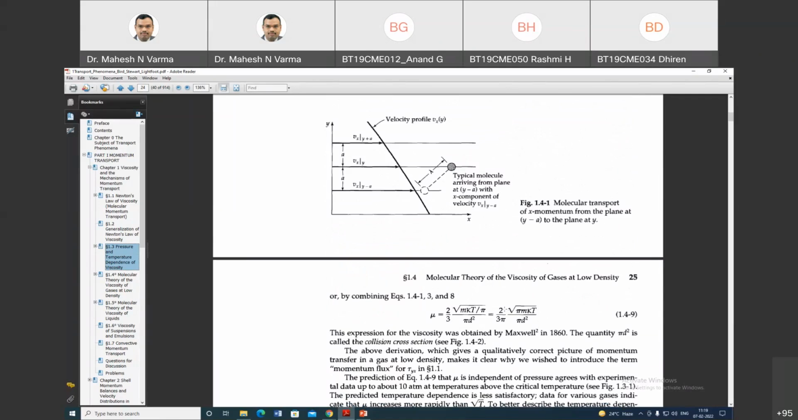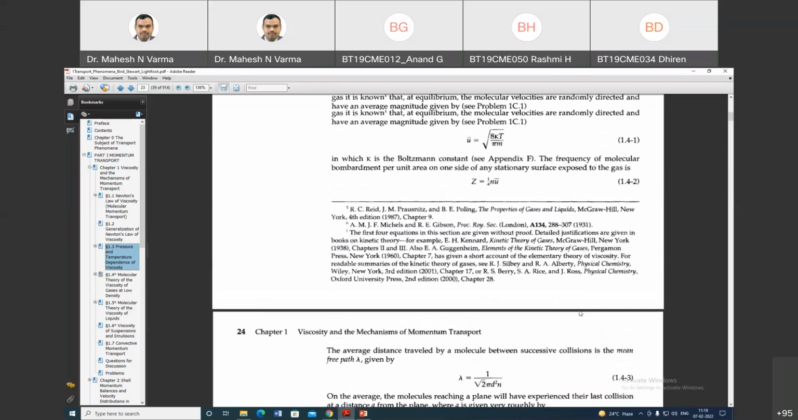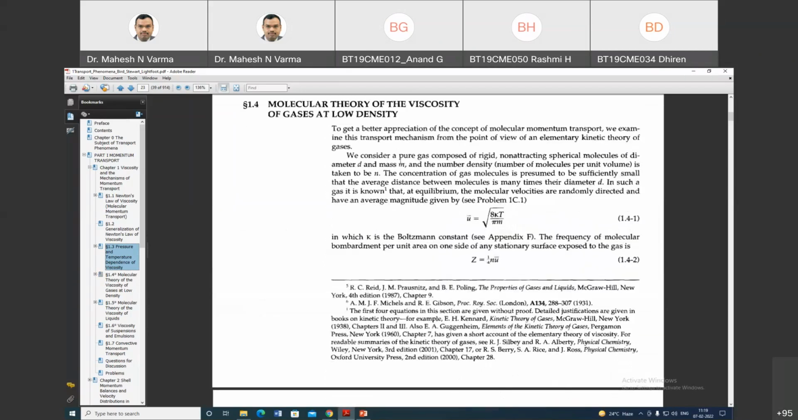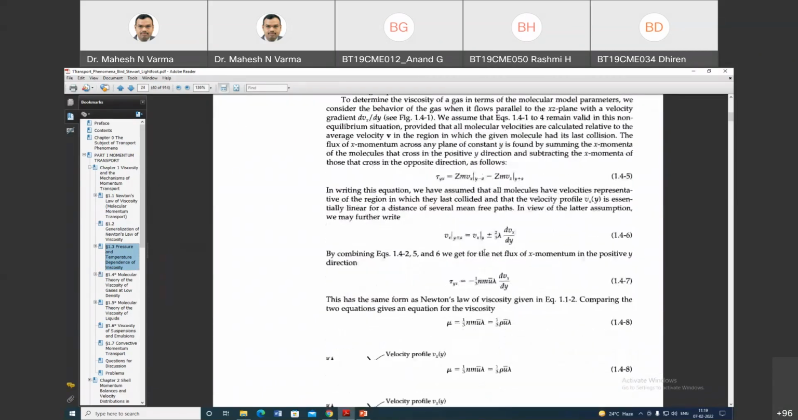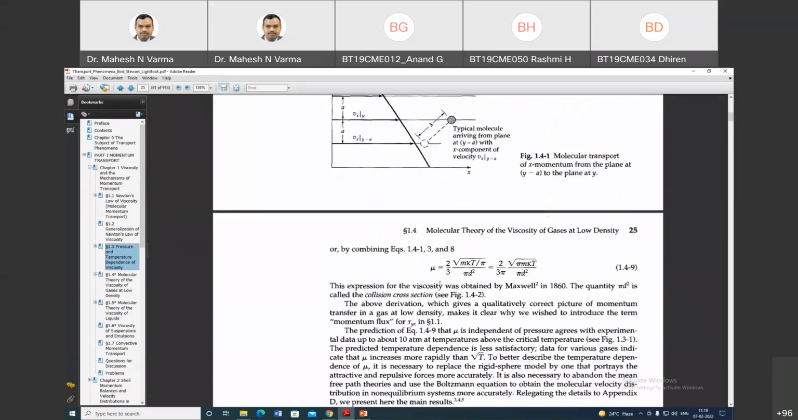So this equation has some theoretical background, derived from the kinetic theory of gases. Here you can see somewhere it might be written: we consider a pure gas of rigid, non-attracting spherical molecules of diameter d_m. This is the assumption which gives me this equation, and this equation we have used. Nothing else is needed here actually. This diameter is needed, and the molecular mass is needed, and this is the Boltzmann constant, and this is temperature. So you can get the value of viscosity.